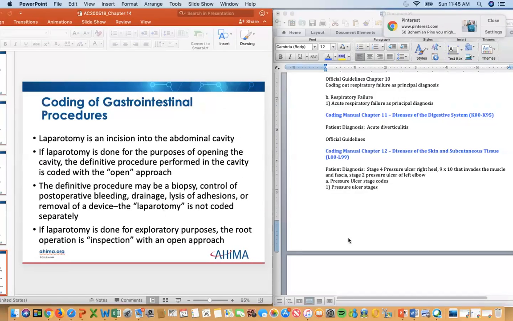All right, and that was chapter 11, Diseases of the Digestive System, and that is codes K00 to K95. All right, so one more. You're in your coding manual, chapter 12, and we're doing diseases of the skin and subcutaneous tissue. The codes are L00 to L99.